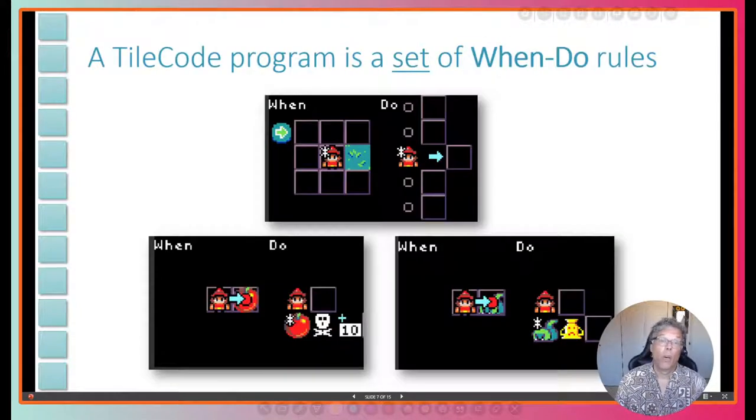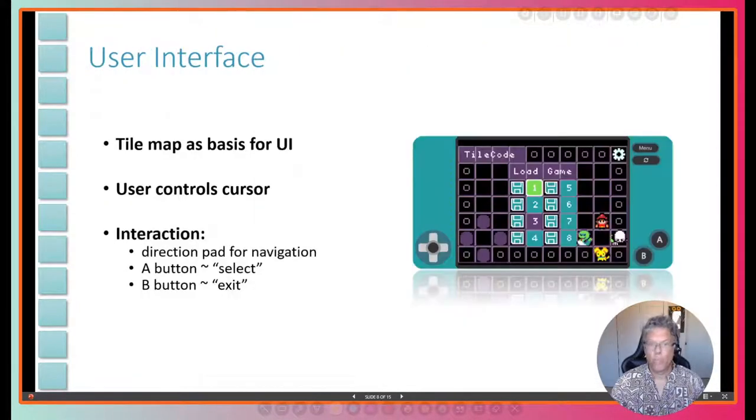A TileCode program is a set of when-do rules. Here we see 3 rules for a simple game. The player controls the elf using the direction pad. When the elf collides with an apple, the apple is destroyed and 10 points are added to the score. When the elf collides with a snake, then it's game over.